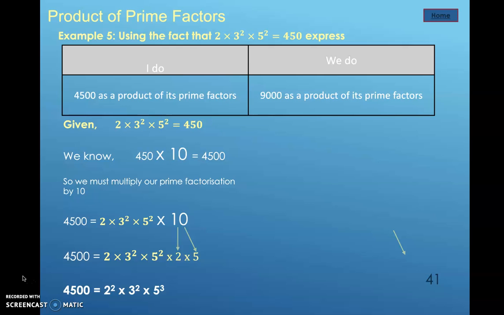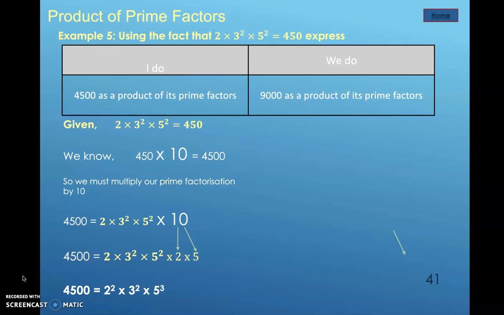But we're not done yet because 10 isn't a prime factor. So 10 has to be broken down into 2 and 5. So finally, 4,500 is equal to 2 squared times 3 squared times 5.